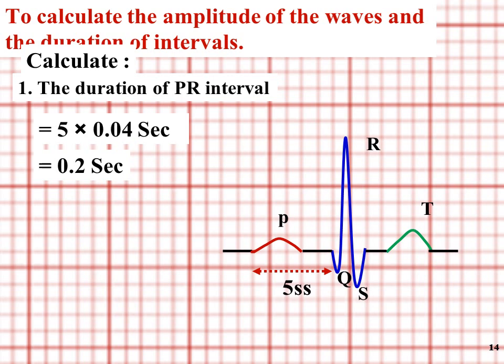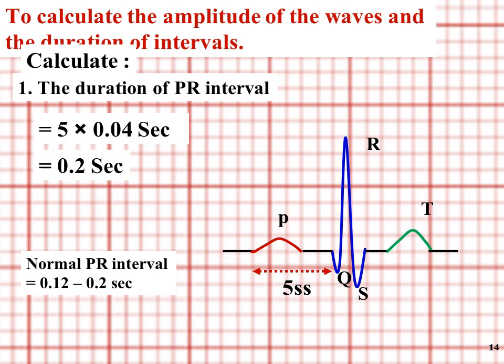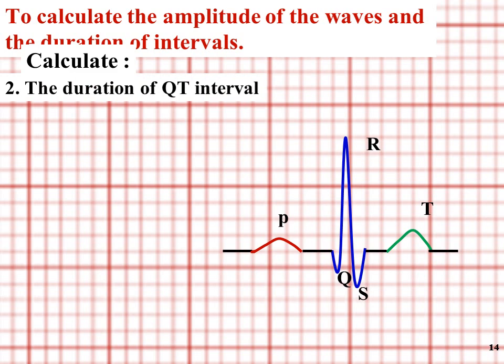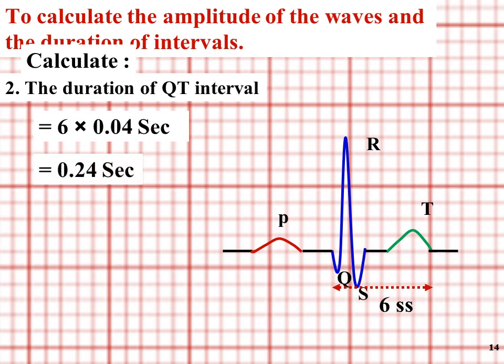What is the normal PR interval duration? The normal duration of the PR interval is 0.12 to 0.2 second, so this is normal. Another example: calculate the duration of the QT interval. Here it is represented by 6 small squares, from the beginning of Q to the end of the T wave. 6 multiplied by 0.04 second equals 0.24 second.